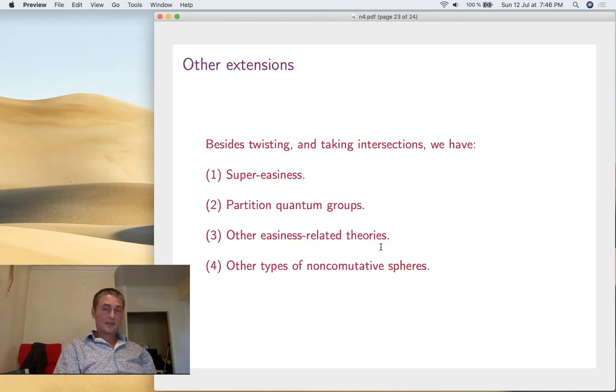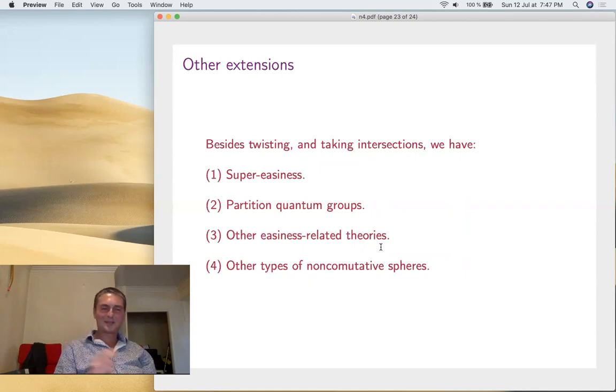No other extensions. There are many of them. So super easiness, all this business I did with Adam Skalski. Also there we have spheres, group, everything. So you just need to fine tune a bit the axioms in order to make them fit. Also like these Frelon things, partition quantum groups, other easiness things like done by Moritz and the others. And finally, I also have other types of noncommutative spheres. I mean, all these spheres like Connes and Landi and the others by Alain, they are subject to such things.